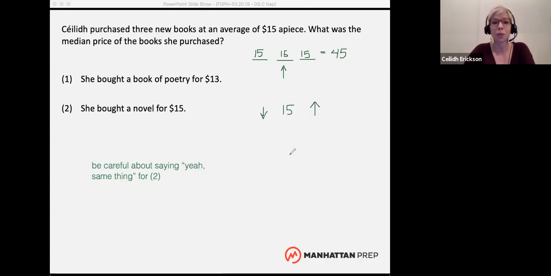So in fact, on this one, the answer was B: statement 2 was sufficient, but statement 1 was not. And notice here that it didn't have to be that the novel was the middle term, but we're looking for the median price. So if they're all the same, 15 is still the median price.